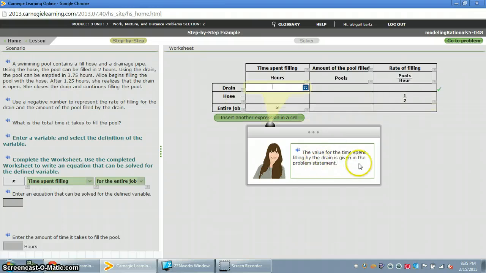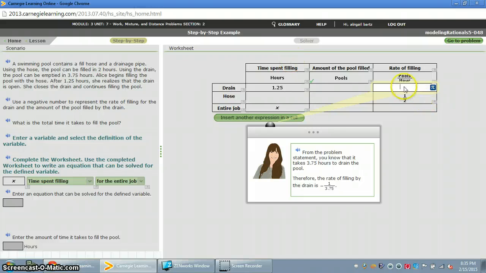It says the value of the time spent filling the drain is given in the problem statement. So how many hours do we spend filling with the drain? Well, we spent 1.25 hours, that's 0.25. Our rate, again, because we know that up to that point it was decreasing, that's why they have a negative, and it's a pool. And we know that, like I said, the pool can be emptied in 3.75 hours. So we know that again from this statement as she's mentioning to us down here.